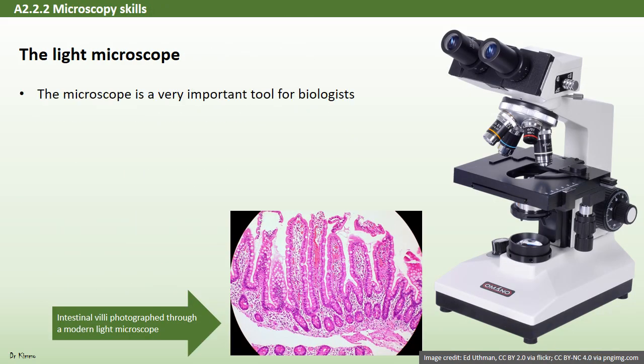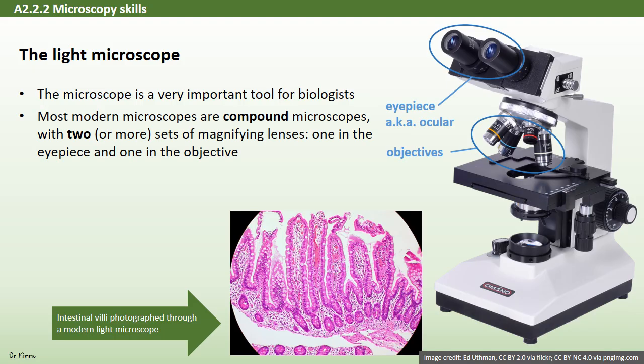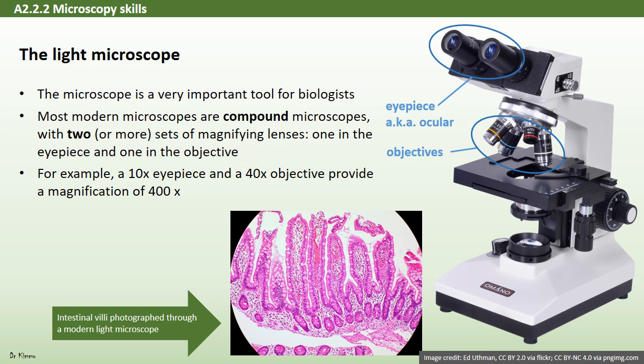The light microscope is a very important tool for biologists, and you need a light microscope to see a cell. Most modern microscopes are compound microscopes with two or more sets of magnifying lenses, one in the eyepiece and one in the objective. Now, an objective might contain several lenses, but it's still one set of lenses. For example, if you have a 10x eyepiece, that's an eyepiece that has a 10 times magnification, and you have a 40x objective, then you have a magnification of 400x. 10 times 40 is 400.